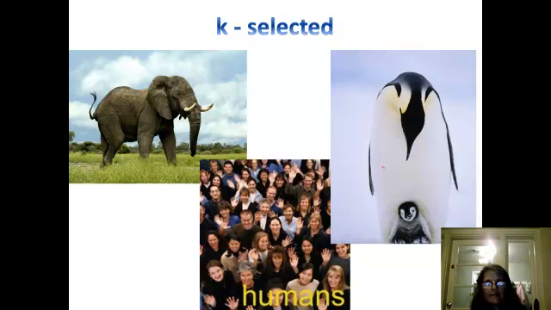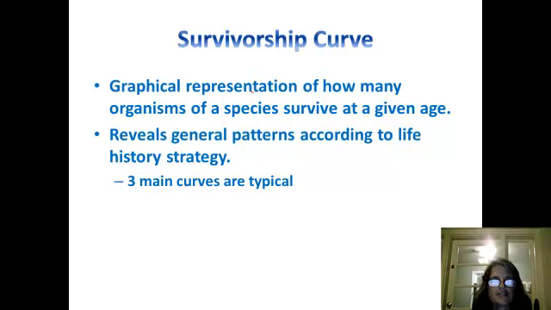Lots of babies. Okay? K-selected, on the other hand, elephant would be excellent K-selected, very long time to maturity, and it takes a long time for each baby to be born. They take care of it. The penguin, another example, that one egg that they take care of, all their eggs in one basket, all their reproductive hopes in one egg, so to speak. So, K-selected versus R-selected.